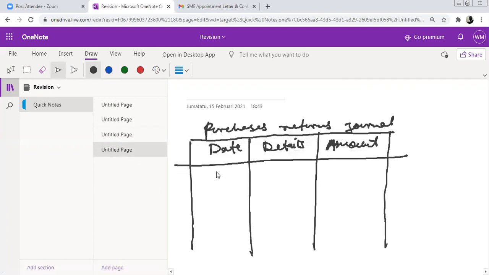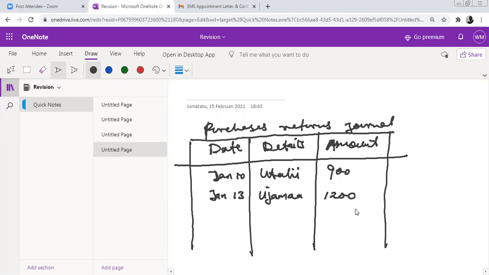So you can find here, let me say January 10th, we returned goods to Utalii suppliers, and the goods we returned were worth 900. On January 13th, we returned goods to Ujamaa, and the goods we returned are worth 1,200. We just capture them like that, and whatever you come up with is going to be your journal.